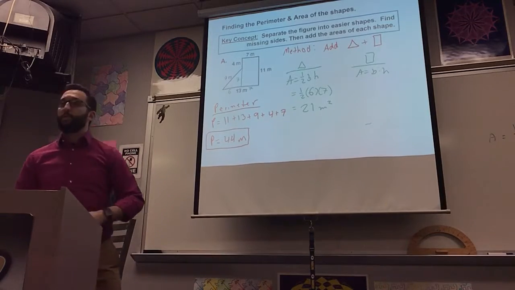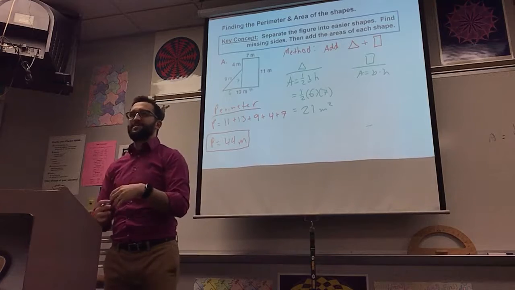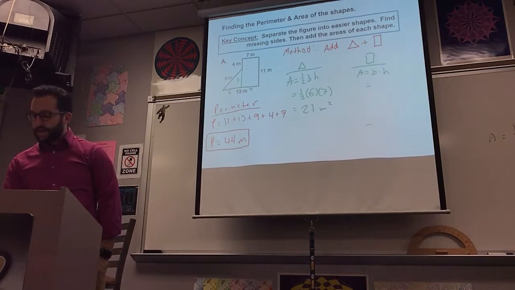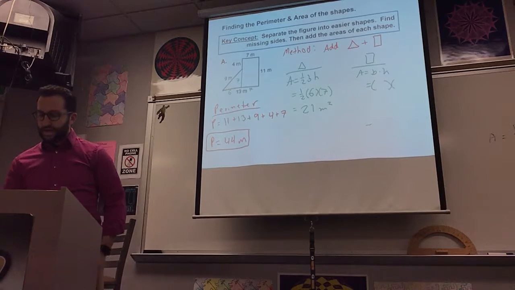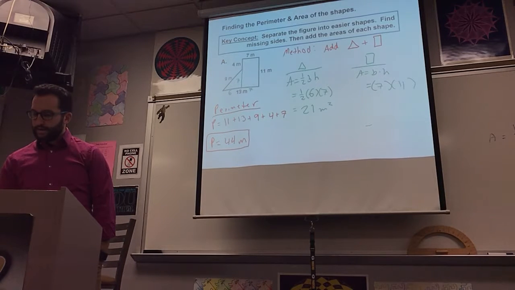We have to add it to the rectangle. Why did I have you guys write that method down? Because I want you to remember that you have to find the whole area. So let's find the area of the rectangle. Different B and different H though, right? Yep. That's why we keep it separate. What's the B and what's the H here? 7 and 11. And that is 77 meters squared.